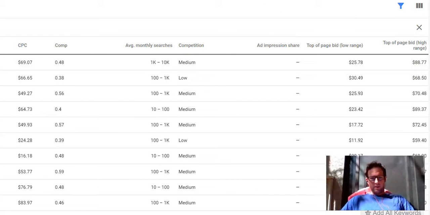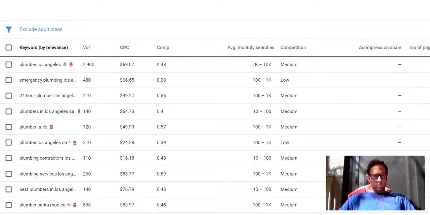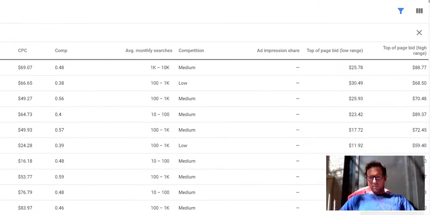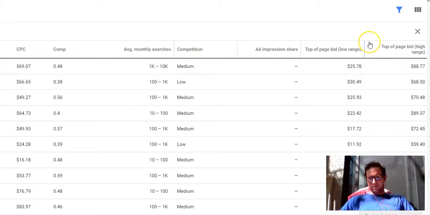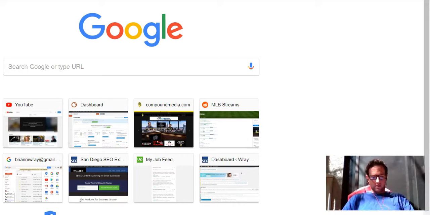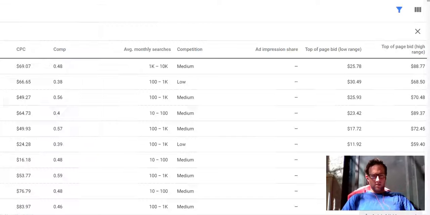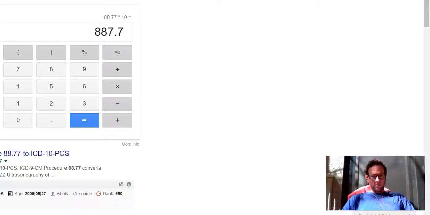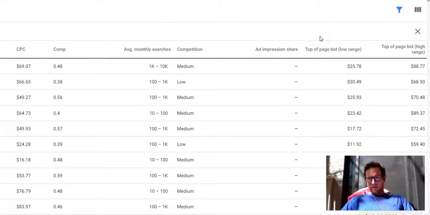So let's say you're doing plumbing in Los Angeles, and you're like, okay, if I'm going to approach partners, what's my cost per lead going to be, so that I'm actually making money by giving them leads? Well, if the top of page bid high range is $88.77, and let's say that we're converting 10 people to leads out of 100, right? So a 10% conversion rate. So you can do 88.77 times 10, and you get $887.70.